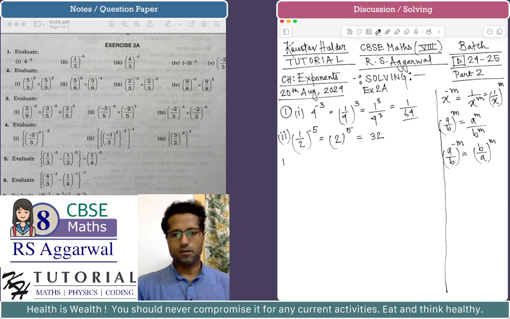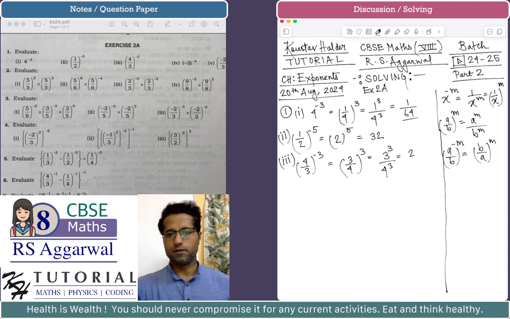Okay, let's do part 3. This is 4 by 3 raised to the power minus 3. The power is a negative integer, so we will take the reciprocal of the base, the rational number, which will be 3 by 4, and the power will be the positive integer 3. Now this is equal to 3 to the power 3 divided by 4 to the power 3. So this is 27 by 64.